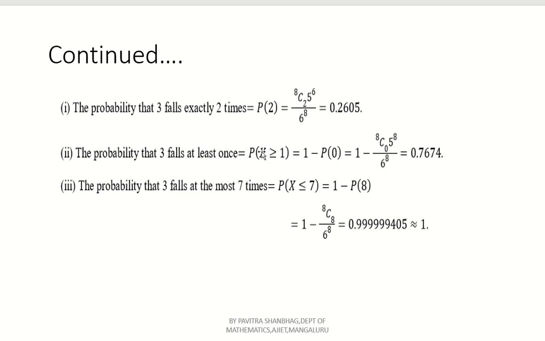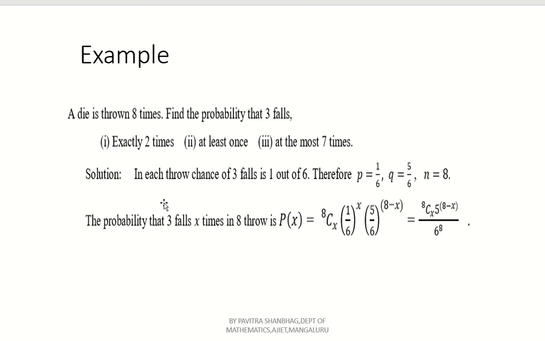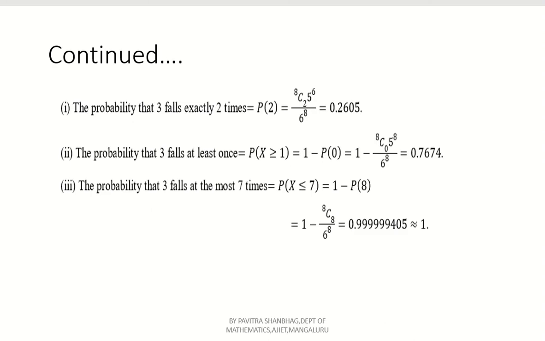Now, the probability that 3 falls at least once. At least once means what? You have to start from 1 to 8. Instead of that, you can go for the shortcut method. P of x greater than or equal to 1 means 1 minus P of x equal to 0. That is 1 minus, from the probability function 8Cx, so 8C0, 1 by 6 power 0, 5 by 6 power 8, because 8 minus 0 is 8. Now if you simplify, you will get 0.7674.